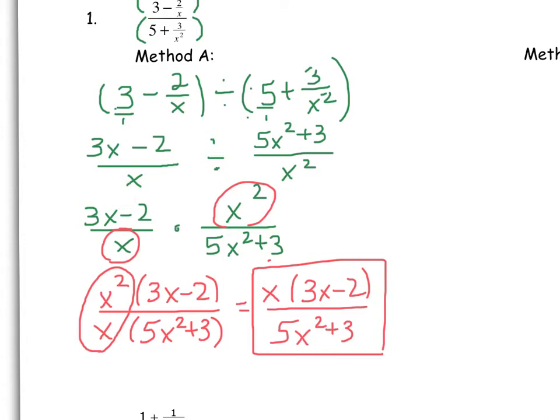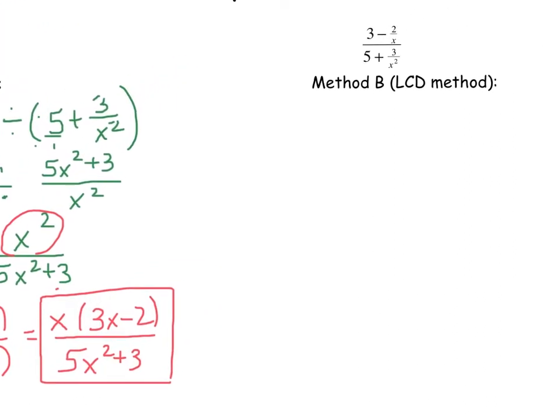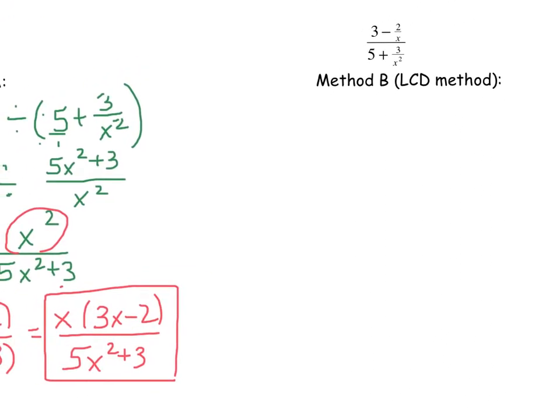So as we come over here and look at that, the LCD method is going to ask you to look at that and again identify that LCD. Once you can do that, you want to multiply the numerator and the denominator of the complex fraction by that LCD. So here's what it's going to look like. We have 3 minus 2 over x, and that's over the 5 plus 3 over x squared.